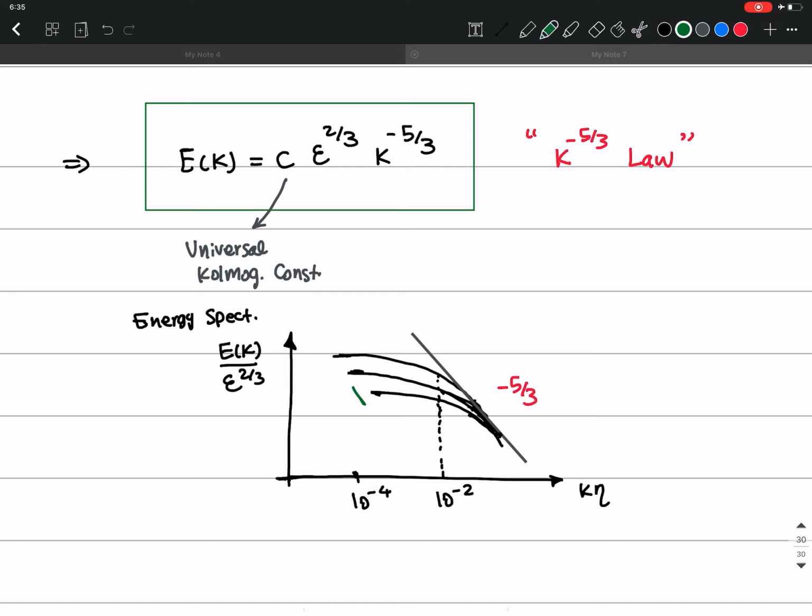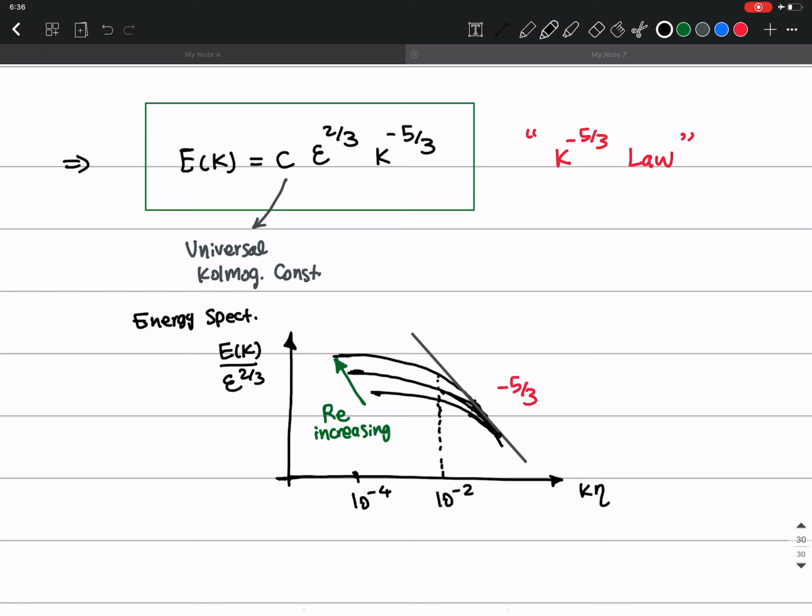And here, these different curves are for different Reynolds numbers, and the Reynolds number is increasing. If you increase the Reynolds number, you will see that this match becomes better and better, because one of the assumptions of the K41 theory is that you need to have a kind of infinite Reynolds number so that you have this separation of scales. Then in that range, you will have a better match with this minus 5/3 law.